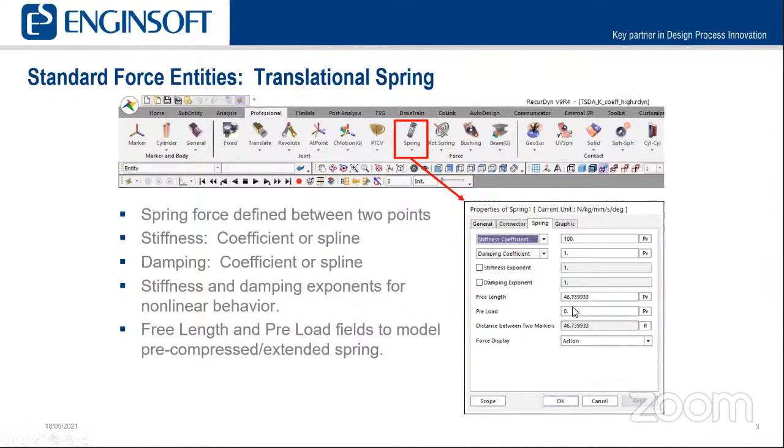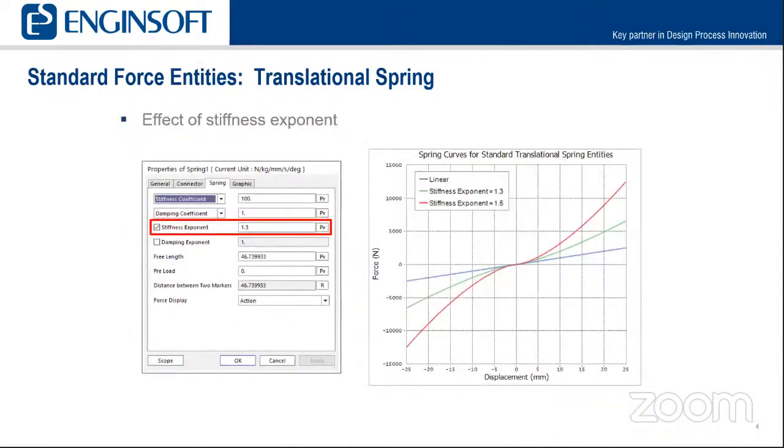There's also a free length and a preload field, and these can help you model the spring in a pre-compressed or pre-extended position. And so this is just showing the effect of changing the stiffness exponent. It's fairly basic. On the right here is a plot of the force displacement curve for the springs. The blue line indicates a simple linear spring. And then the green and red indicate as you increase the stiffness exponent from 1.3 to 1.5.